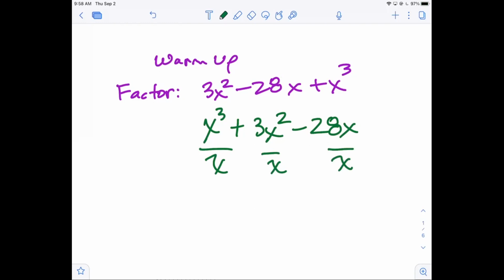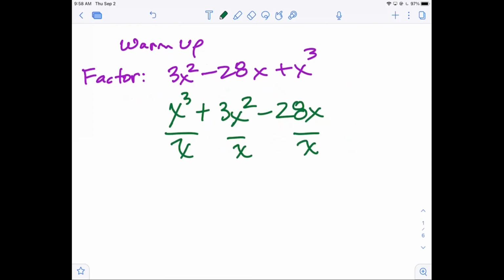It's like going through and dividing everything through by x. Now, that's not legal. Don't do that in the flow of the problem, because if you just go through and divide each term by x, you're changing the value of that expression. And remember, we can't do that. But I'm doing this just to illustrate.